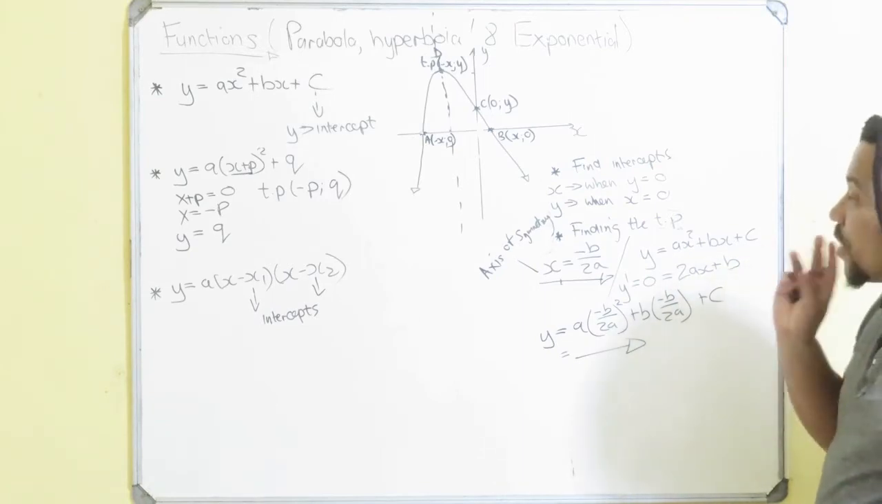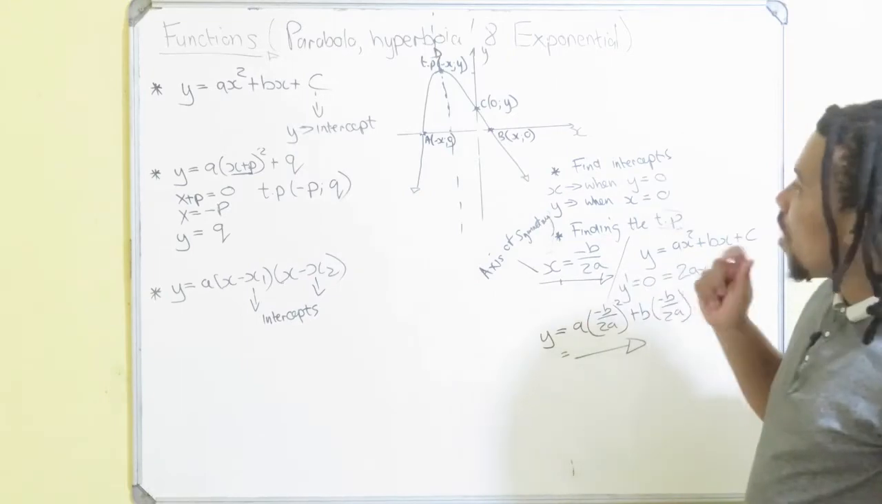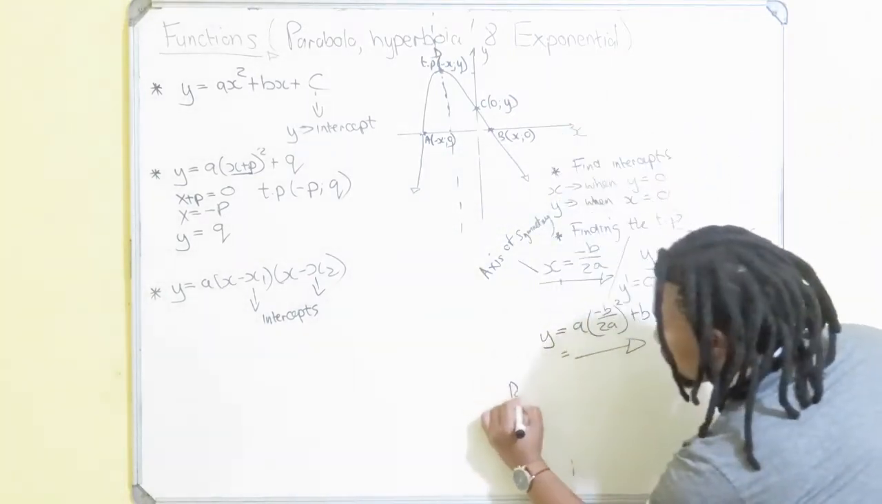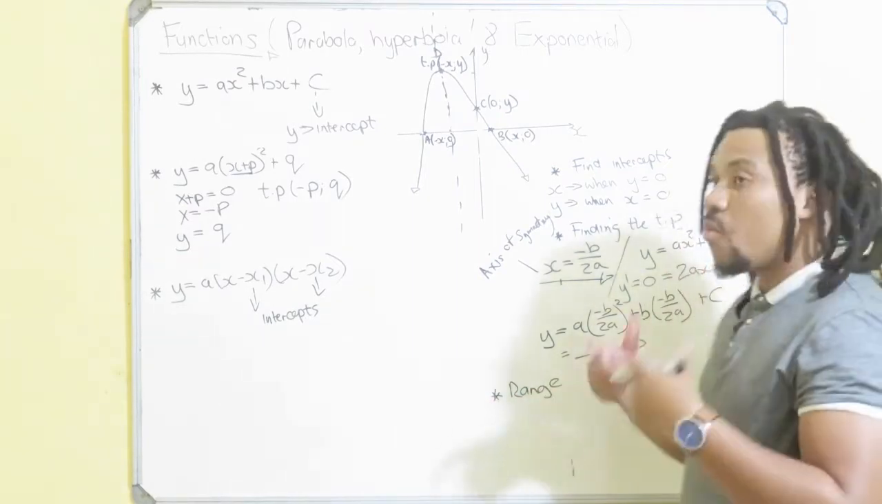And the third thing that we need to understand in a parabola graph is to know how to find the range. The range is to know how to find the range. So first of all, what is the range?